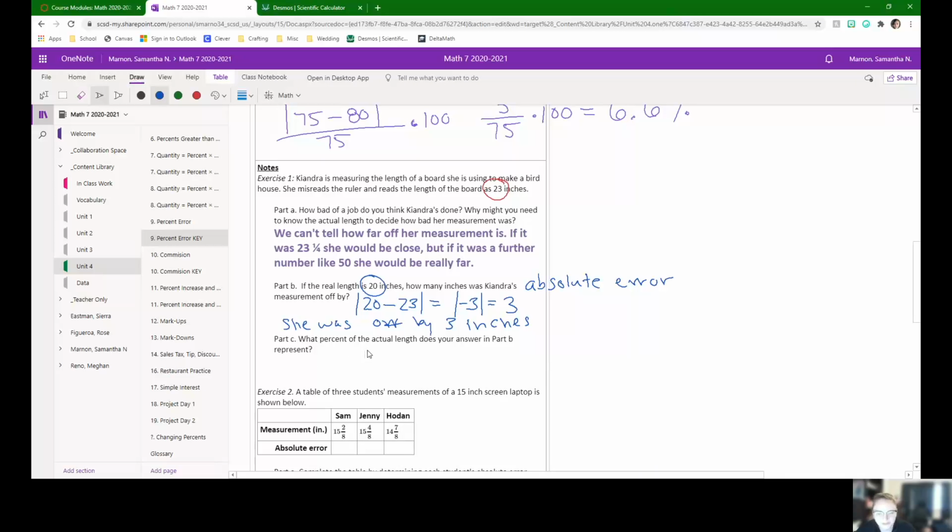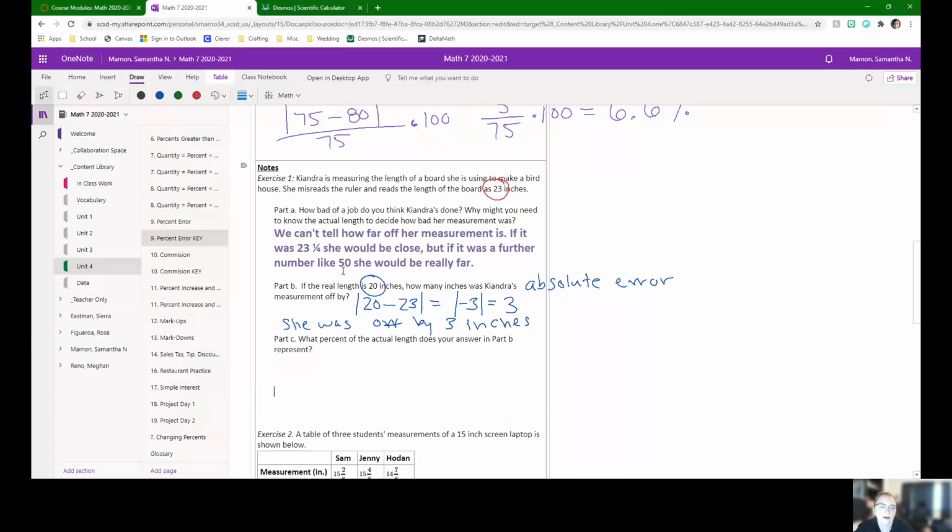Part C, what percent of the actual length does your answer in part B represent? So now we want percent error. Let's change colors here. So this question is asking for the percent error. So we know it's going to be the absolute error on top of our fraction, right? The actual minus the estimated divided by the actual, and then we're going to multiply it by 100 in order to get it to be that percent number instead of a decimal.